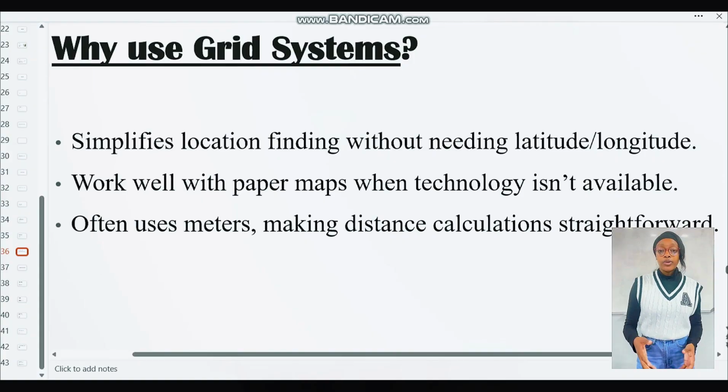So maybe you're asking yourself why we are using grid systems. Well, we are using grid systems because they specify location without needing latitude or longitude. They work well with paper maps when technology isn't available. They often use meters, making distance calculations straightforward.